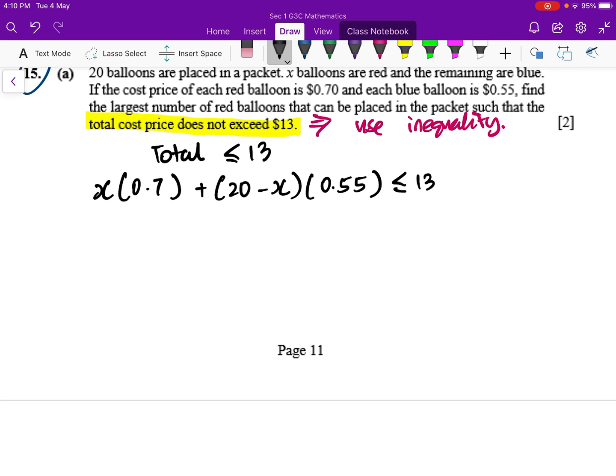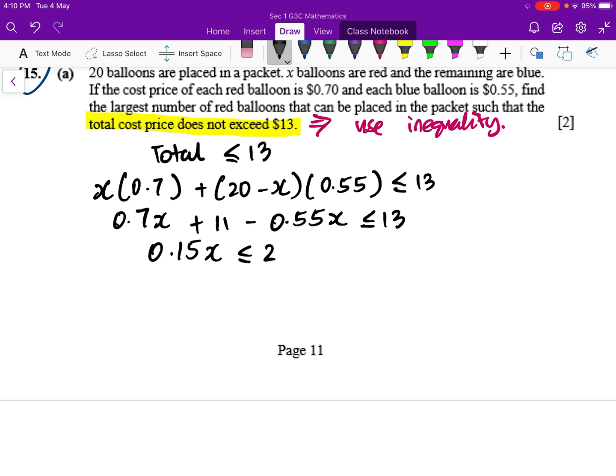We're going to expand. So 0.7x plus 20 times of 0.55, which is 11, minus 0.55x is less than or equal to 13. So 0.7 minus 0.55, we get 0.15x is less than or equal to 2, because we're going to subtract 11 on both sides. Then next we divide by 0.15, so 2 divided by 0.15, we get 13 and 1/3. x is less than or equal to 13 and 1/3.